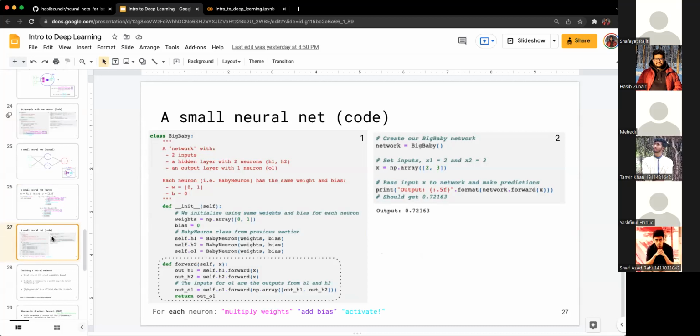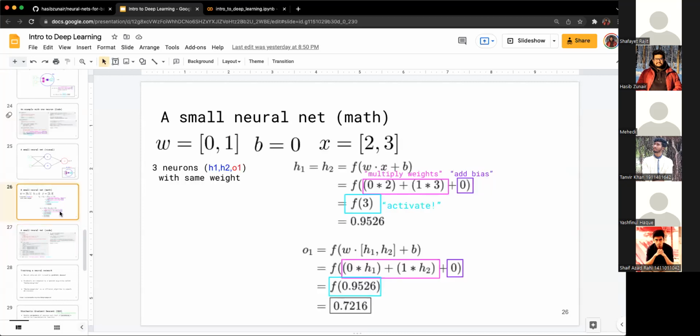Hello, Bhaiya. Can I move to the previous slide? Okay, here we multiplied 0 with H1. Why not with H2? I mean, is there any order of weight?